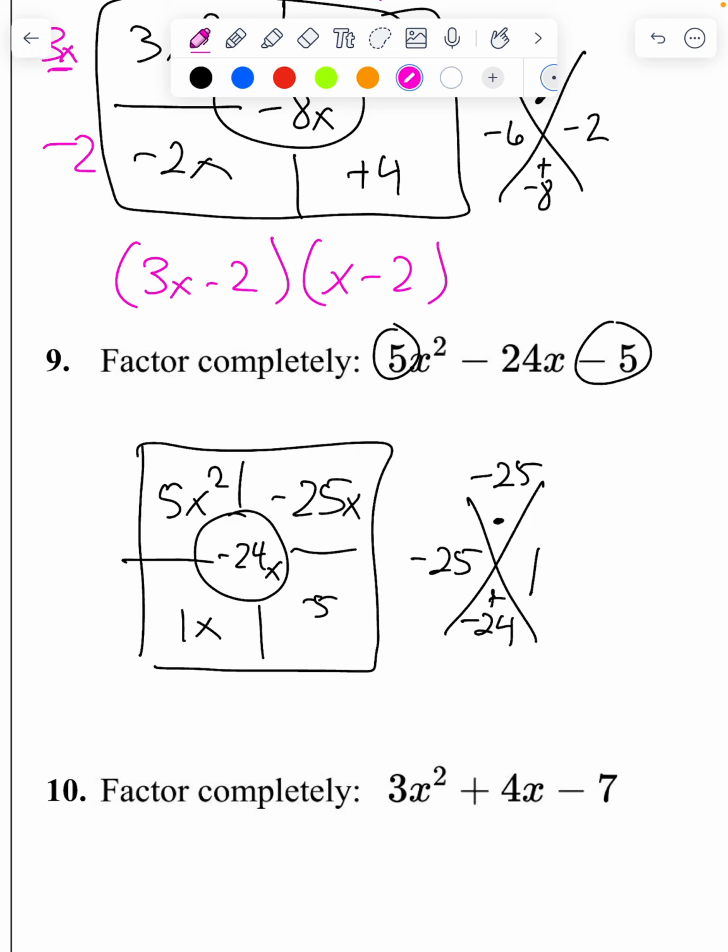I'm going to put the 5 across from this because 5x times negative 5 gives me that. And then 5x times x gives me this. Then x times positive 1 would give me this. And then this should check out.